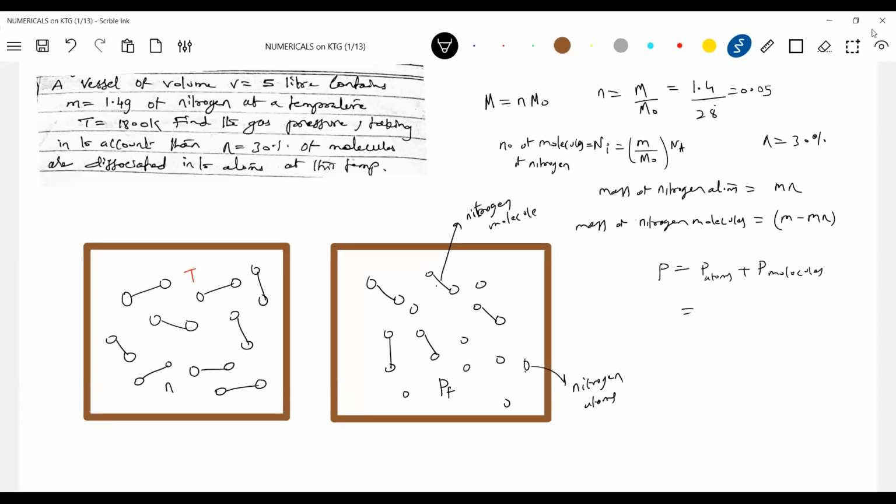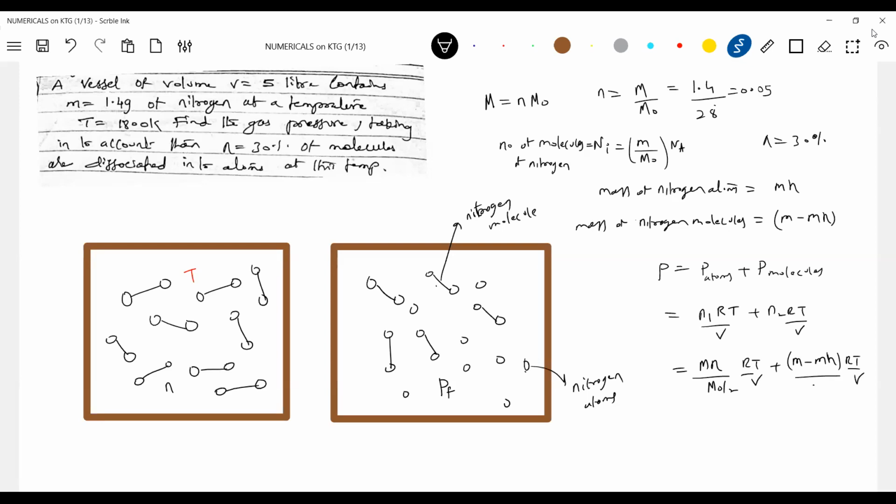Okay, let's go for Dalton's law of partial pressure. So according to this, what do we write? Number of moles of the atom, N1 RT by V, N2 RT by V. So what is the mass of nitrogen atoms? M into eta. The molecular mass of this will be M0 by 2. What is the mass of the remaining nitrogen molecules? M into eta. Okay, this is not N, it is eta. M into eta RT by V.